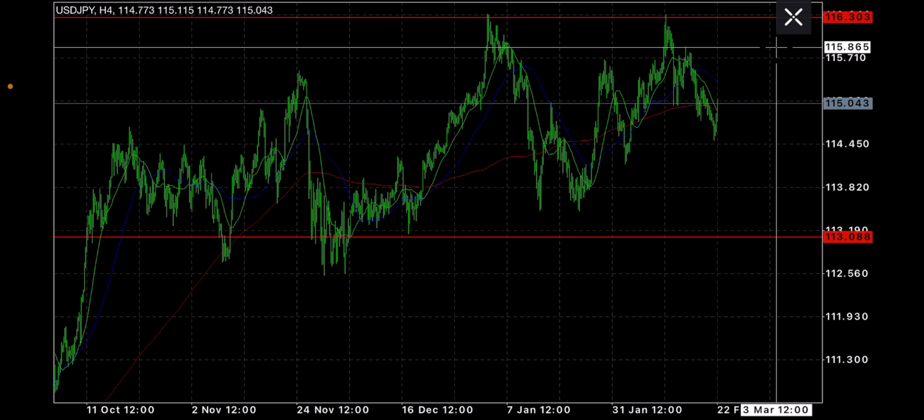Me personally, I am not a fan of trading ranges because at any given point they can break out of that range and you'll be stuck in your position.